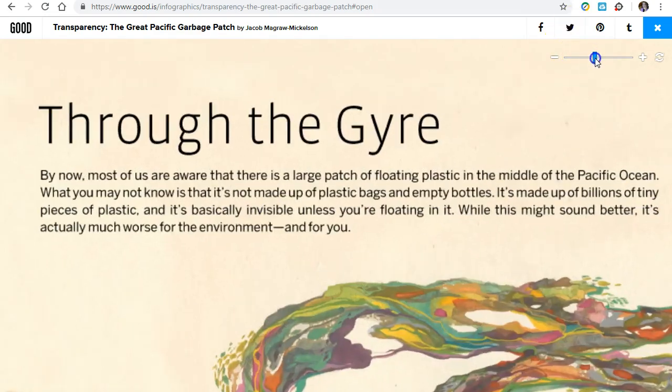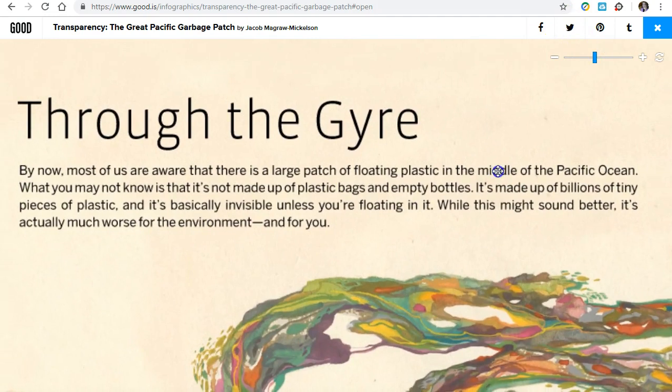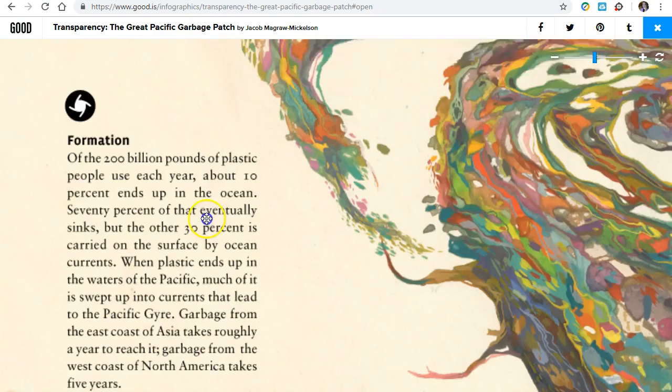So it says, by now, most of us are aware that there's a large patch of floating plastic in the middle of the Pacific Ocean. What you may not know is that it's not made up of plastic bags and empty bottles. It's made up of billions of tiny pieces of plastic. And it's basically invisible unless you're floating in it. While this might sound better, it's actually much worse for the environment and for you.